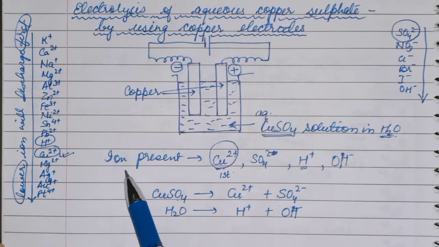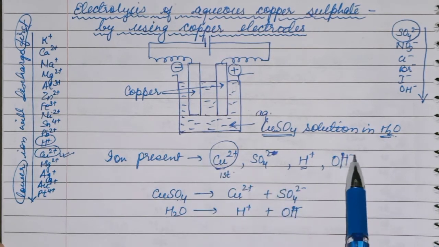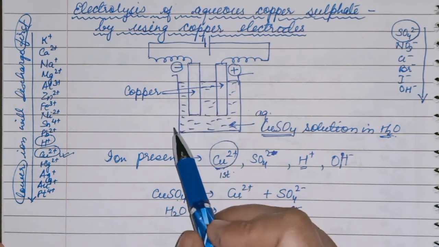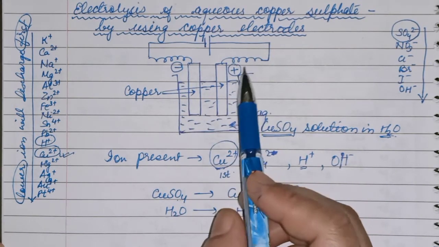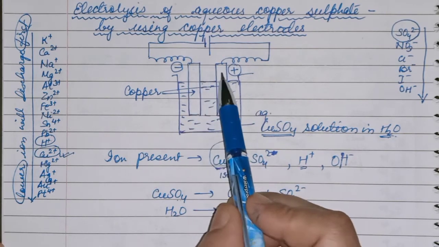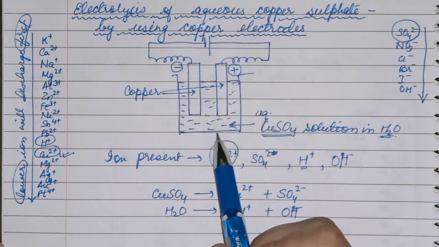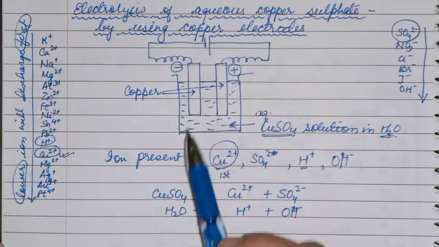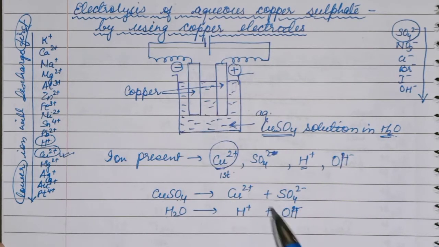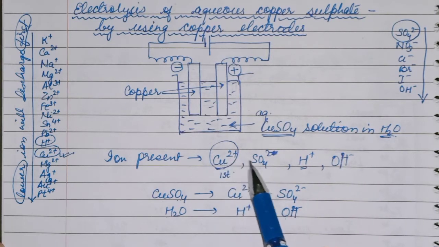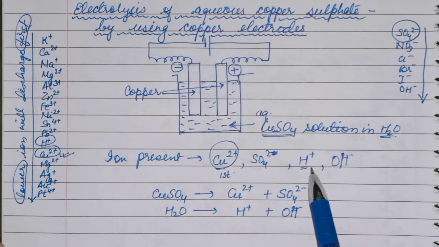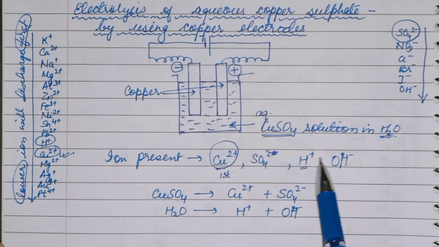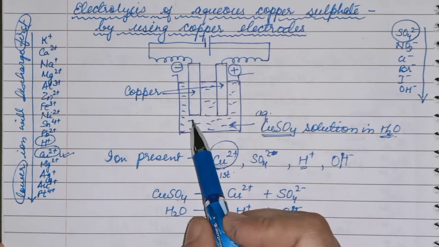Now, this is called the electrolyte, this is called the electrolytic cell, and these are the electrodes, and the full chemical reaction taking place inside this cell is called electrolysis. So we have Cu2+ ion, SO4 2- ion, H+ ion and OH- ion. Now, which will get discharged first?